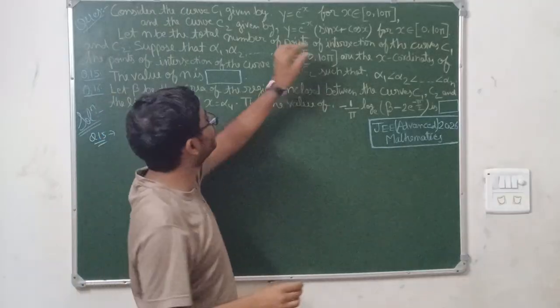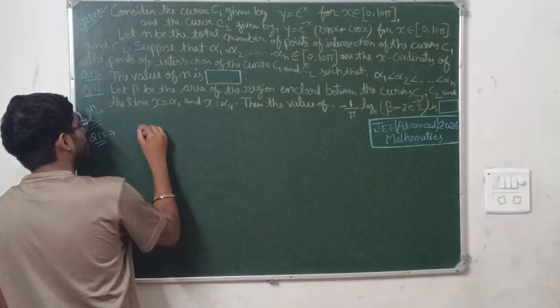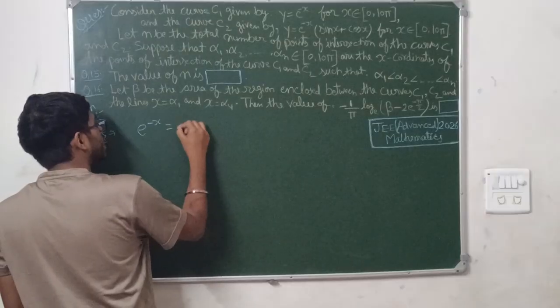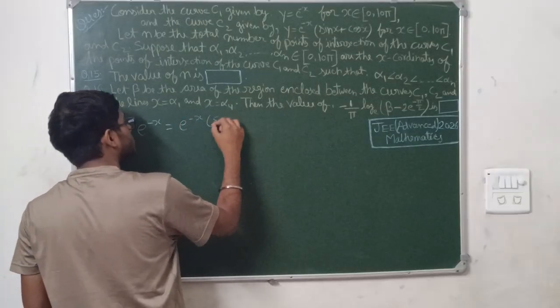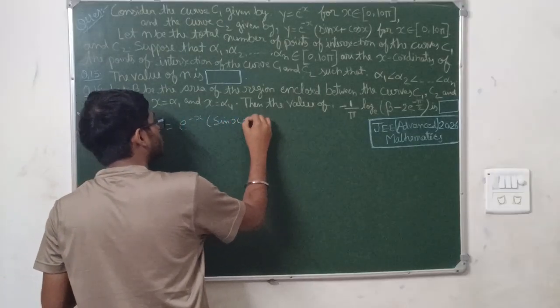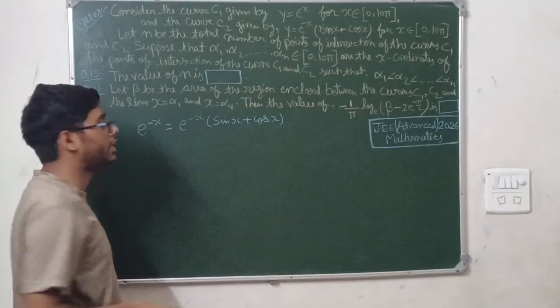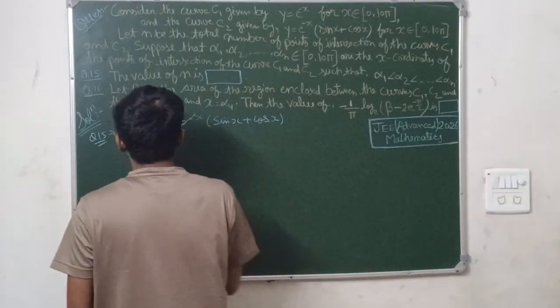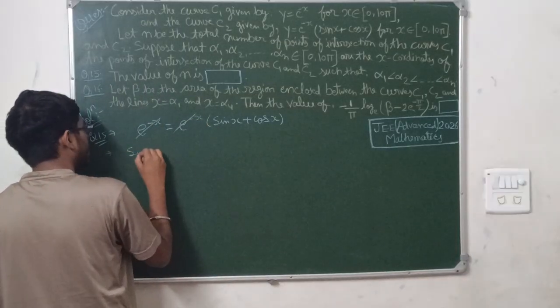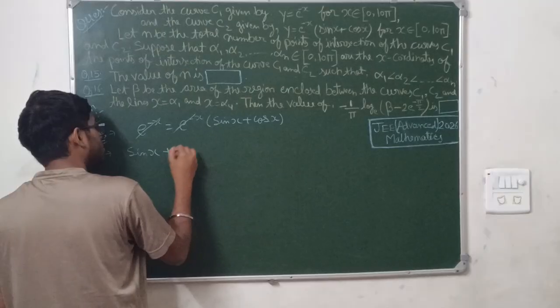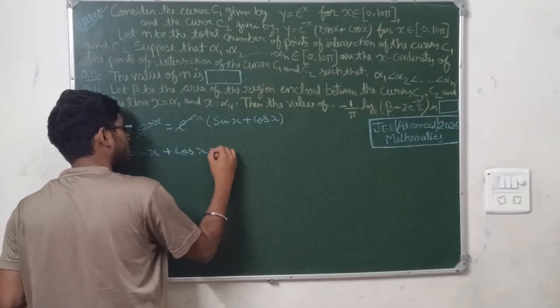So you have to put them equal. Means e to the power minus x will be equal to e to the power minus x times sin x plus cos x. Now you can see both in LHS and RHS e to the power minus x is cancelled and the remaining is sin x plus cos x is equal to 1.